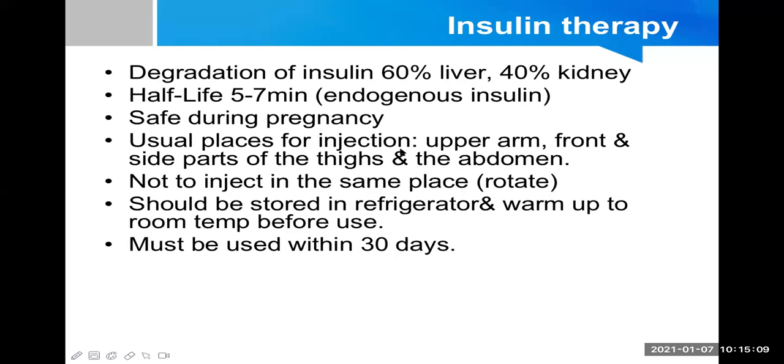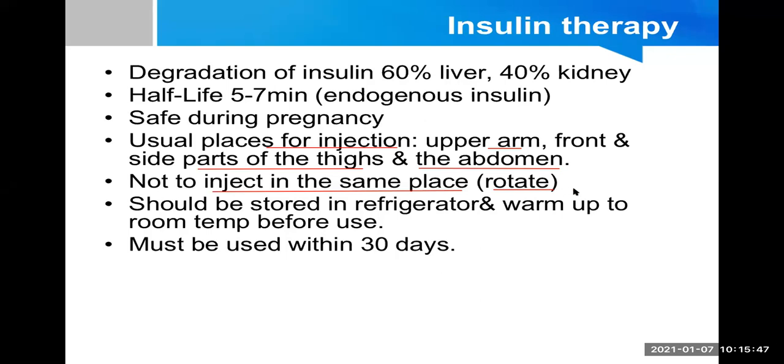The usual places for injection of insulin is a bit of practical knowledge. See here, what are the common sites for the injection? The upper arm, front and side part of the thigh, and anterior abdominal wall, especially the subcutaneous area. So the patient should inject insulin there. And they need to rotate the site. They should not inject the insulin in the same place all the time. They should rotate the site.